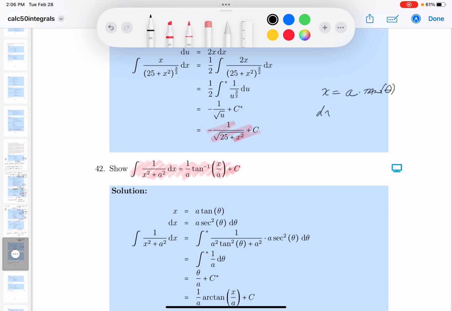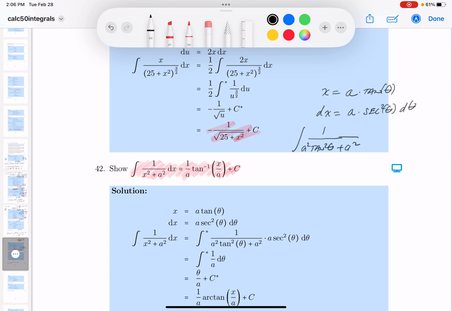And what's dx going to be? It's going to be a, that's some parameter, secant squared theta d theta. I'm ready for a plug-in. And let's write this down now. It's going to be 1 over... well, what are you going to get? You're going to get a squared tan squared theta plus a squared. Now, that's not so bad. I can do that much.